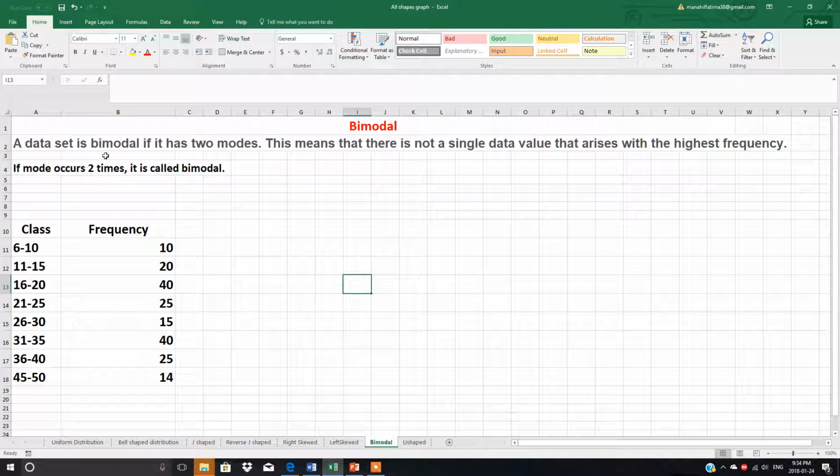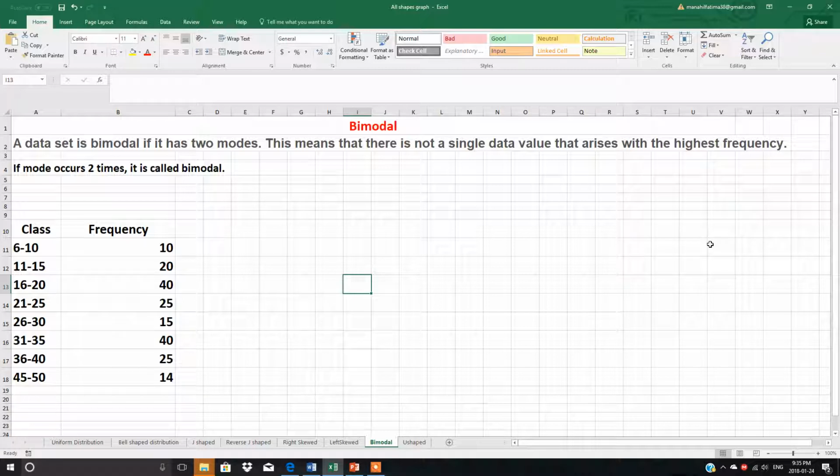A data set is bimodal if it has two modes. This means that there is not a single data value that arises with the highest frequency, or you can say if the mode occurs two times, it is called bimodal. Now here we have to discuss what is mode. The number which occurs more frequently in your data set is called the mode.